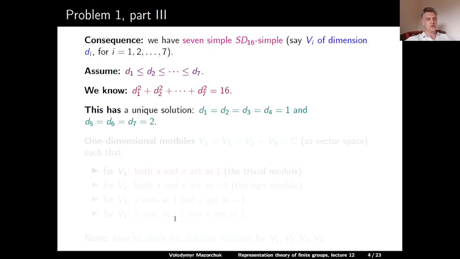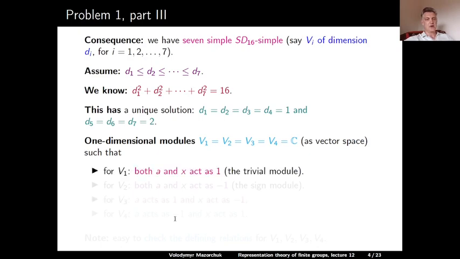So d1, d2, d3, and d4 should be equal to 1, and d5, d6, and d7 should be equal to 2. This is just a straightforward verification. So in particular, we have 4 one-dimensional modules and 3 two-dimensional modules. So let us first think about the 4 one-dimensional modules. V1, V2, V3, and V4 are 4 one-dimensional modules, and they all are isomorphic to C as a vector space. But these are non-isomorphic modules, so the action of our group on them should be different.